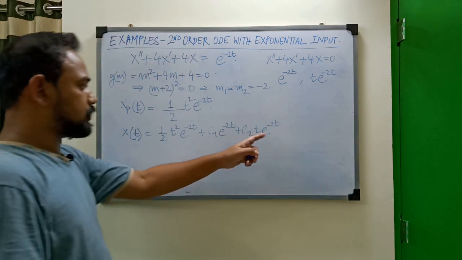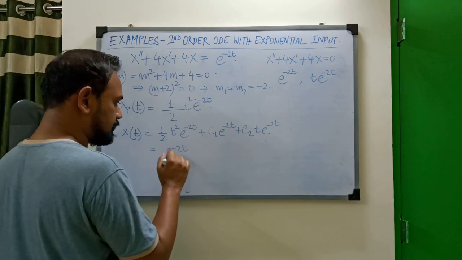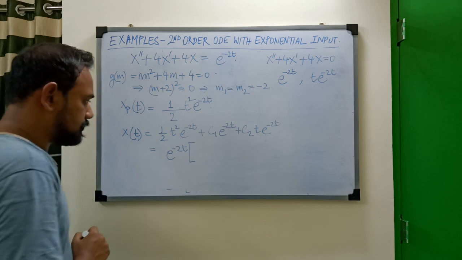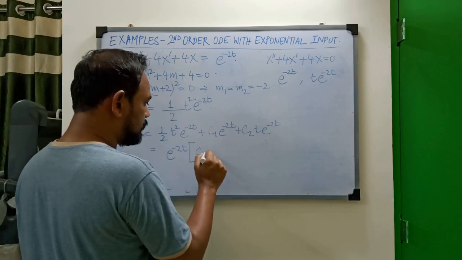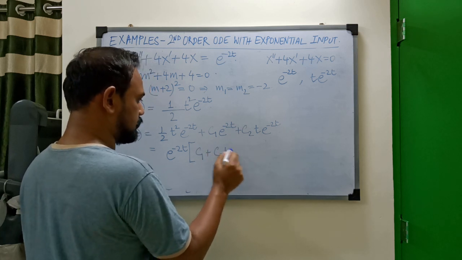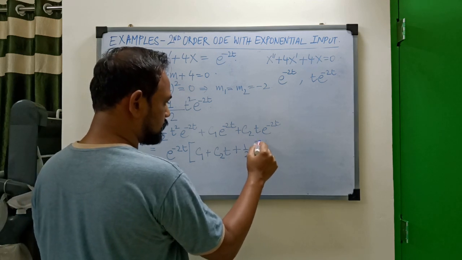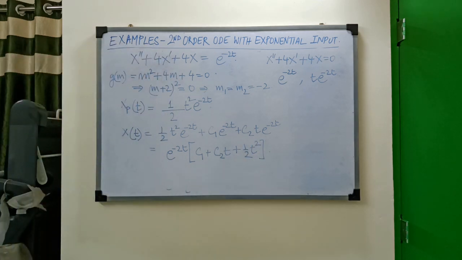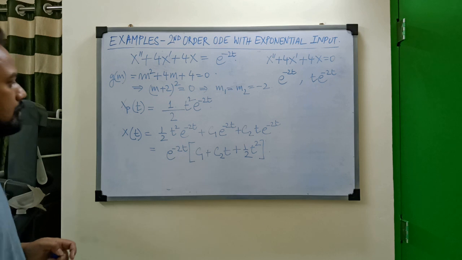Okay, so e to the power minus 2t is common in all of them, so let's just take that out. It's again the decaying factor, which is common in all the three terms. So you're left with a c1, which is a constant, a c2t, which is a linear term, and a half t squared, that's a degree 2 term. Right, that's the solution for the differential equation.